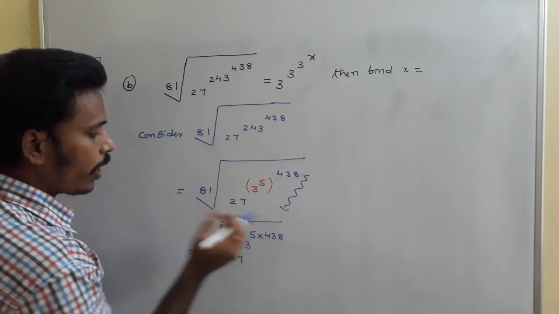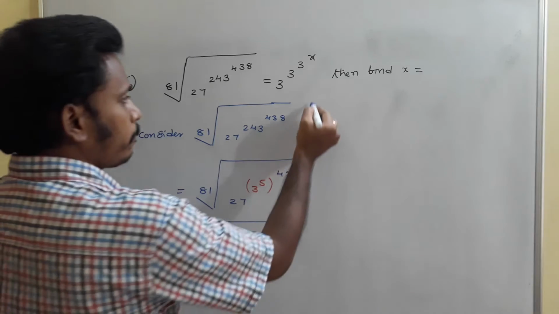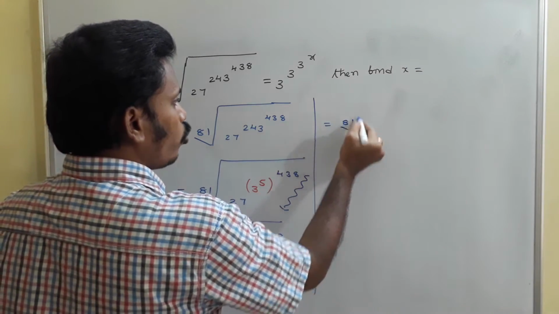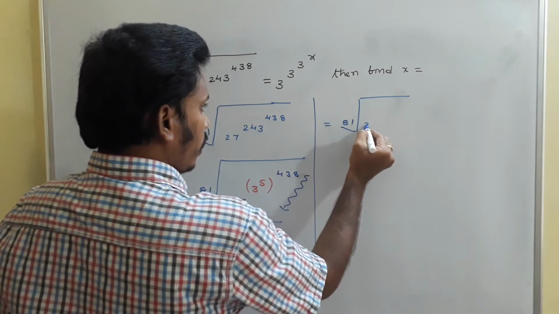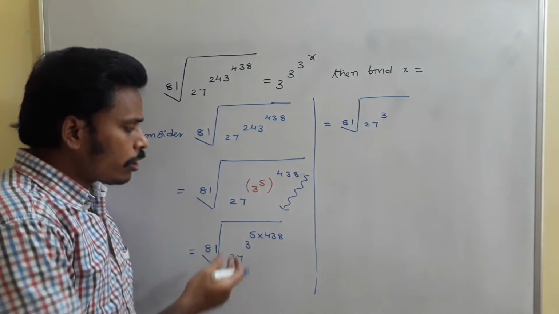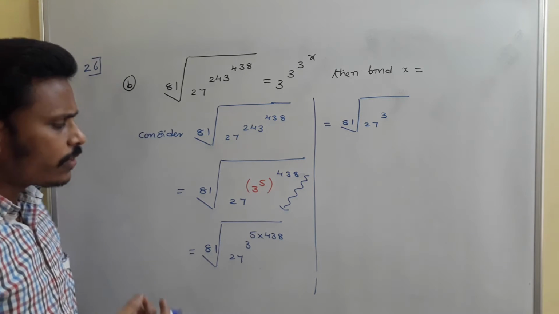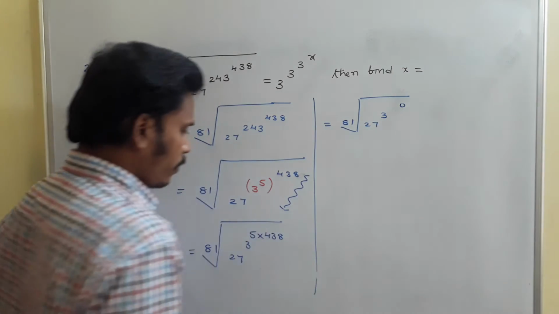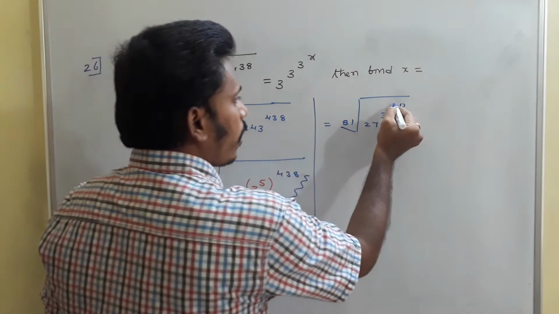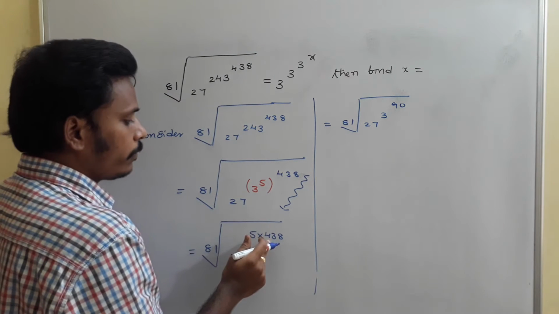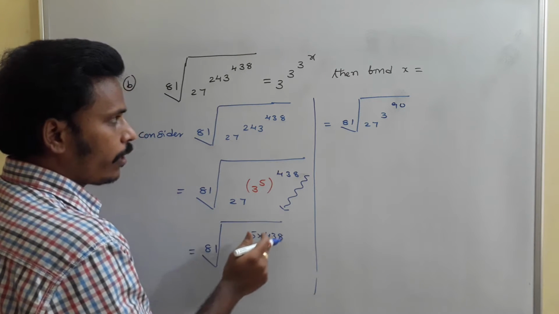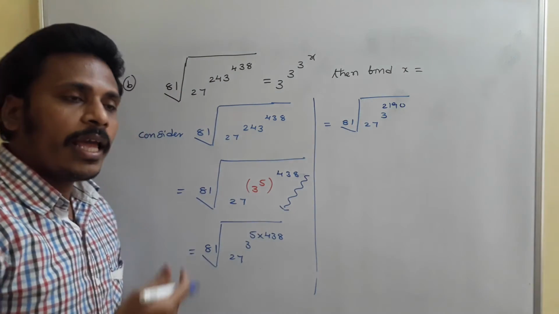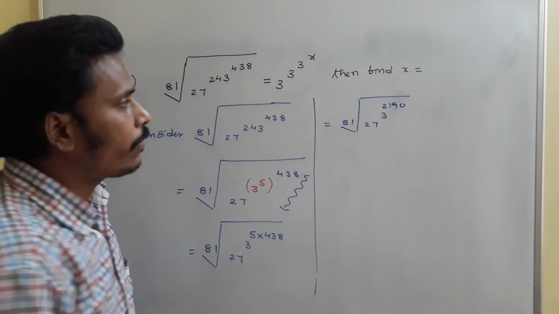And the next step, what is 5 into 438? This is equal to the 81st root of 27 to the power 3 power, you just multiply that 5 into 438. What is the value of 5 into 438? 5 8s is 40, so 0, 5 3s is 15 and 4, so 9. And 5 4s is 20, and then 20 and 1, 21. So this is 2190. The 81st root of 27 power 3 power 2190.